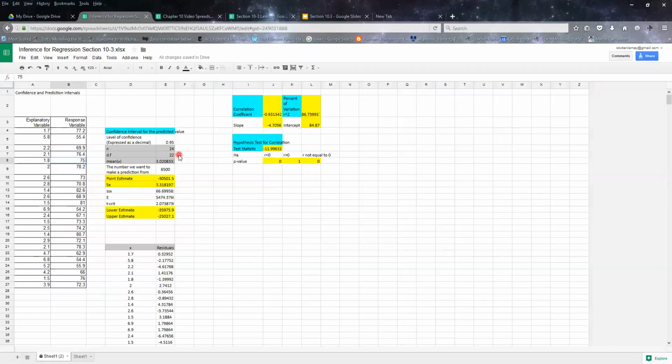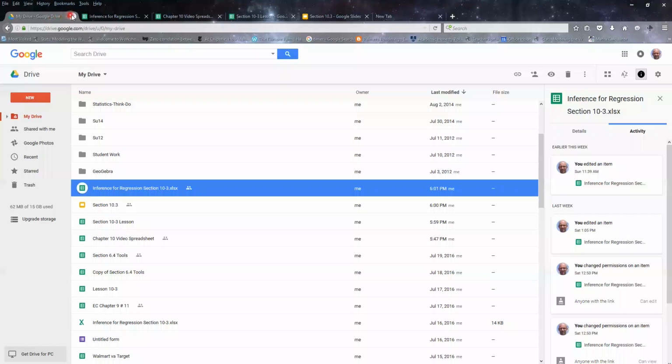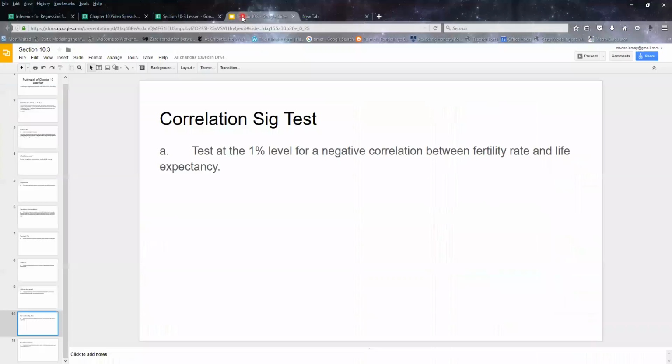Now, what do we need to do? This is the regression interval. Let's see. I've got a test for this correlation. Let's see here. Get rid of this so I can see some more. There we go. At the 1% level, test for a negative correlation between these two variables.